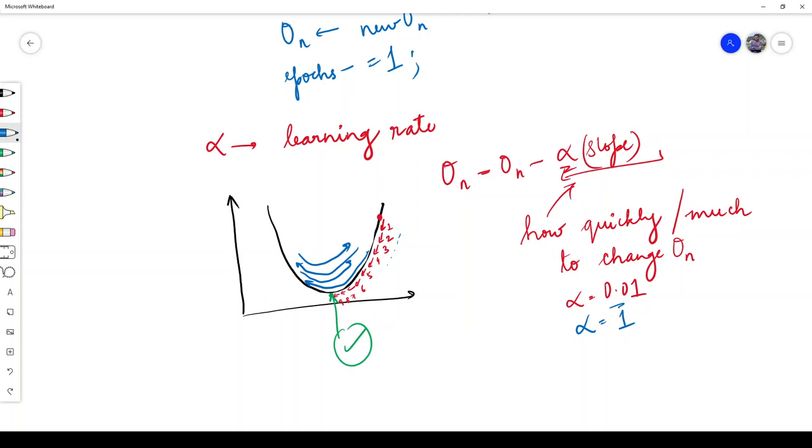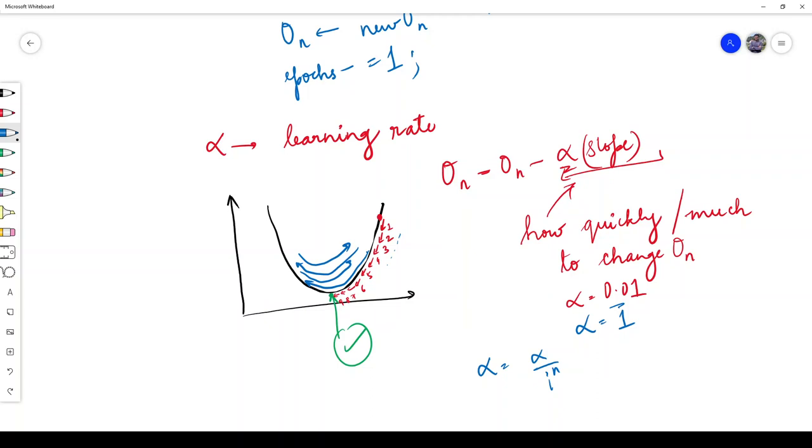Alpha decay has a formula, but I don't remember it now. Basically, it depends on the number of iterations as well. Sudhanva Shriyas, do you remember it? It's basically alpha equals alpha divided by some iteration to the power something. But basically, as the number of iterations increases, the alpha also keeps decreasing.